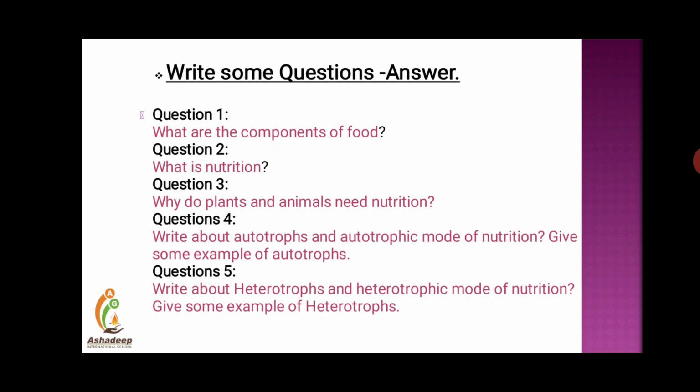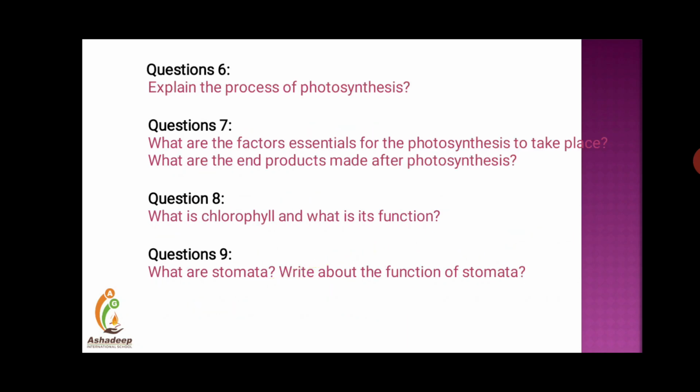Write some question answers. Question 1. What are the components of food? Second, what is nutrition? Third, why do plants and animals need nutrition? Fourth, write about autotrophs and the autotrophic mode of nutrition. Give some examples of autotrophs. Fifth, write about heterotrophs and the heterotrophic mode of nutrition. Give some examples of heterotrophs.